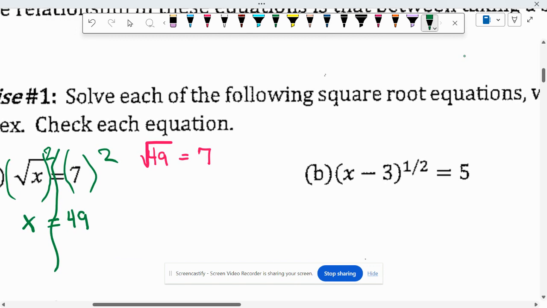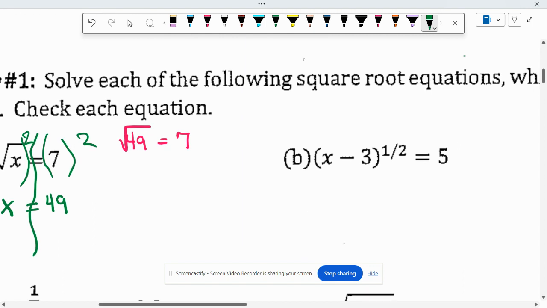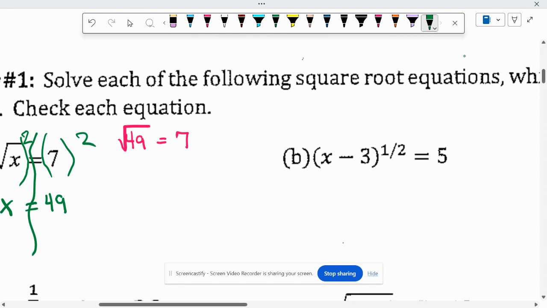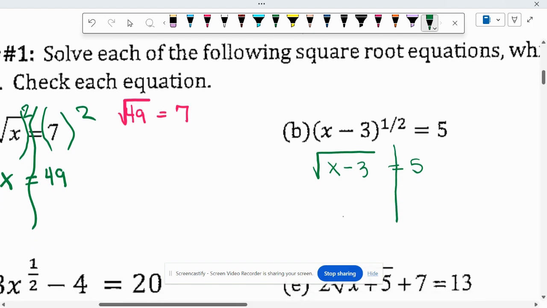Okay. Let's look at example B. Example B has x minus 3, the quantity raised to the 1/2 power. So what's another way to write to the 1/2 power? If something is to the 1/2 power, that means it's the square root. So really you have x minus 3 under the radical, or the square root of x minus 3 equals 5. Is there anything else on the left side of the equal sign with the square root symbol? No. So the square root is isolated, right? There's nothing else over there.